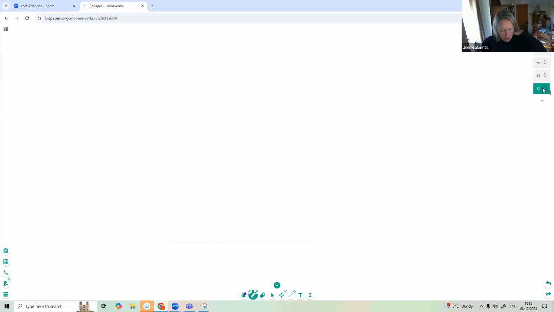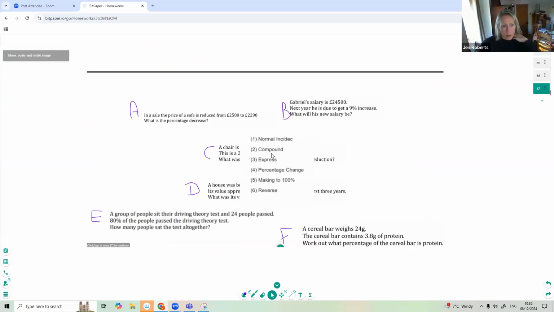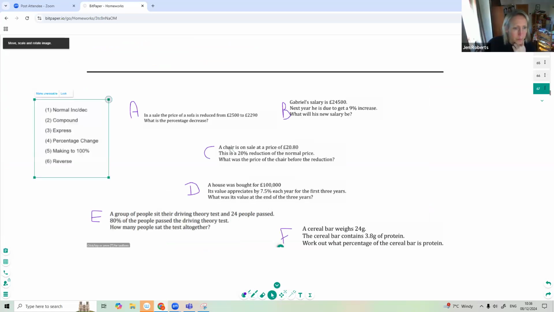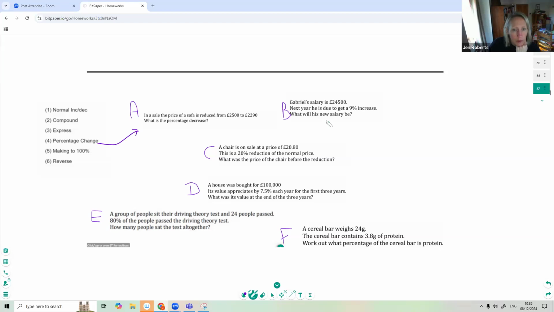Answer these ones. Again, here's the list. Allocate them to the right one. Put me on pause, then I'll go through them. Okay, so for A, it says what's the percentage decrease? It's percentage change. B, what will his new salary be? That's the original amount. It's increased by 9%. It's a normal increase, decrease. Work out the price before the reduction. You're going back to the original, so it was reverse. Okay, this one doesn't actually say compound in it, but its value appreciates, meaning it goes up by 7.5% each year for 3 years. So doing it every year for 3 years, so it's compound because it's repeated.